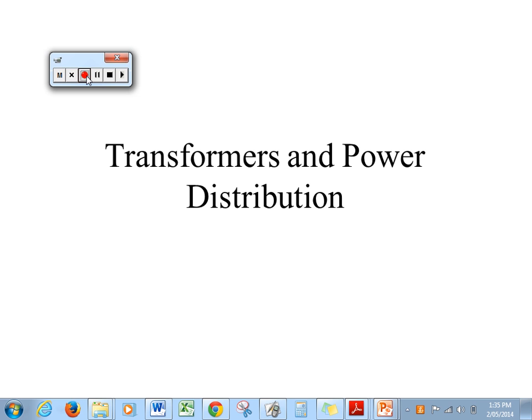Okay, so we start on page 32 of our green books on the transformers. This section is called Transformers and Power Distribution because the whole idea of a transformer is to step up or step down voltage as we discovered yesterday.